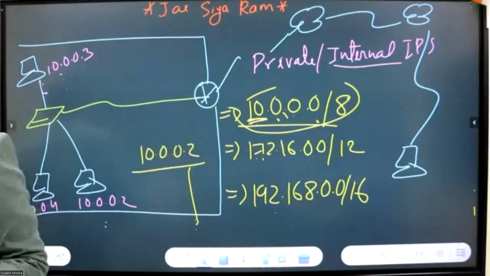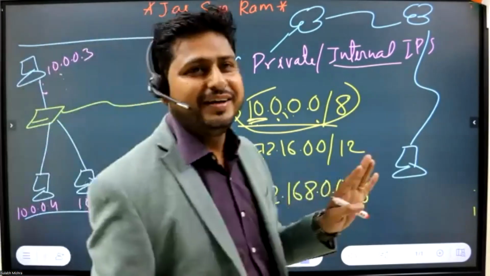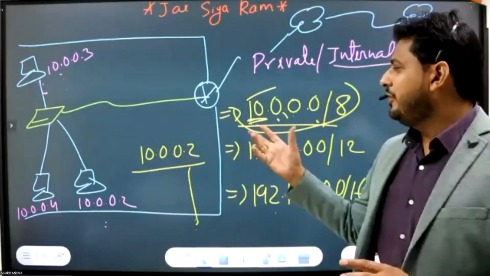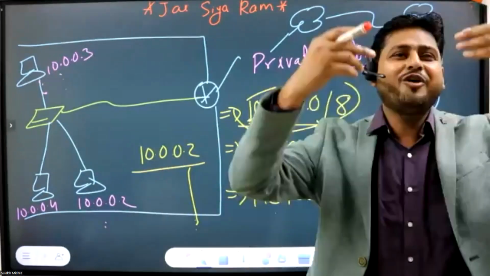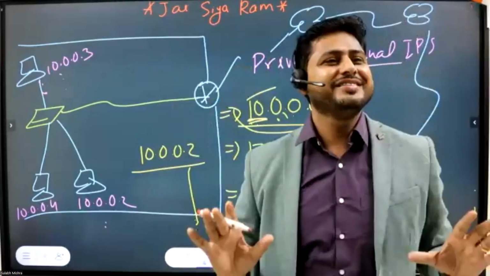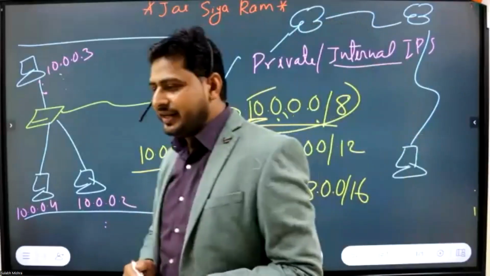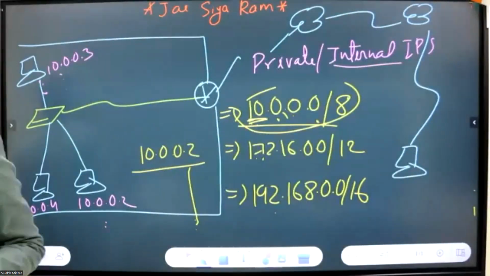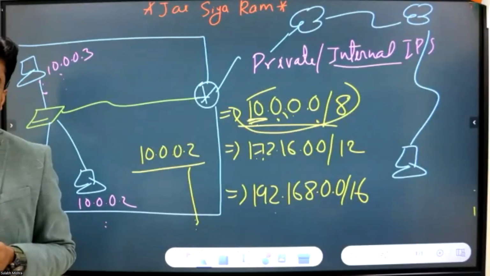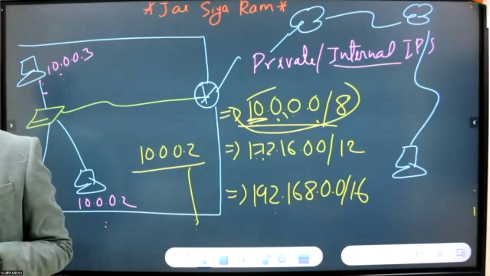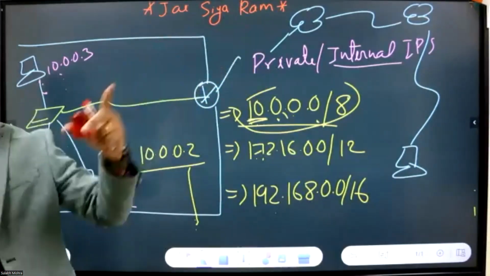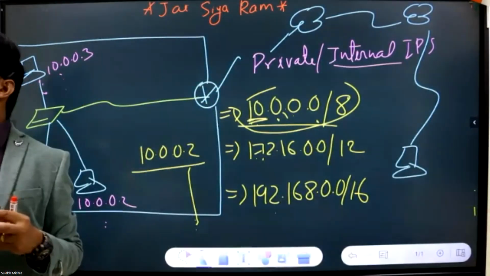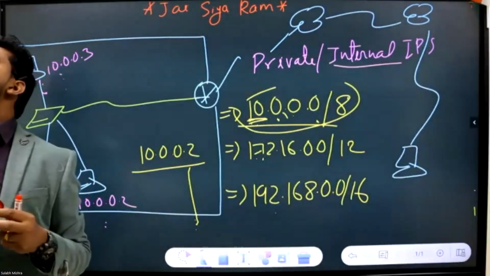And that is the reason the internet does not identify any system with this range of IP address. That means you will not be able to connect to the internet. If your system has this private address, you cannot connect directly to the internet, because this set of IP will not be identified over the internet. The name itself says private IP or internal IP.